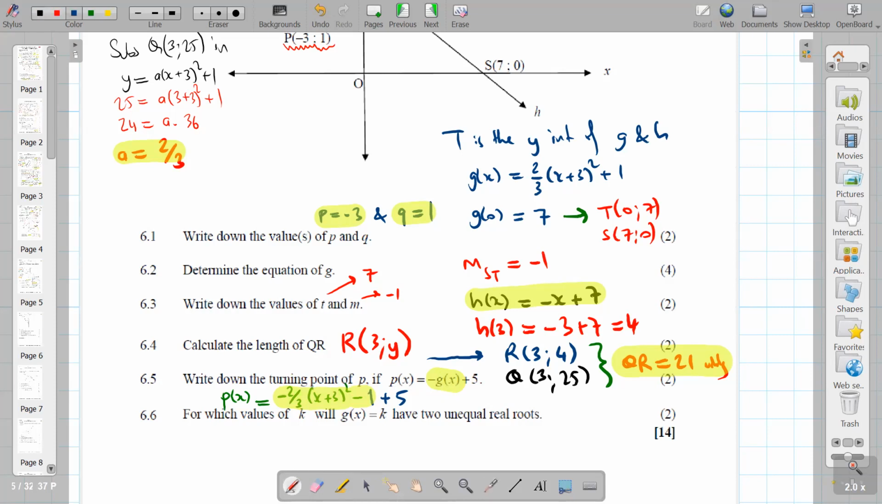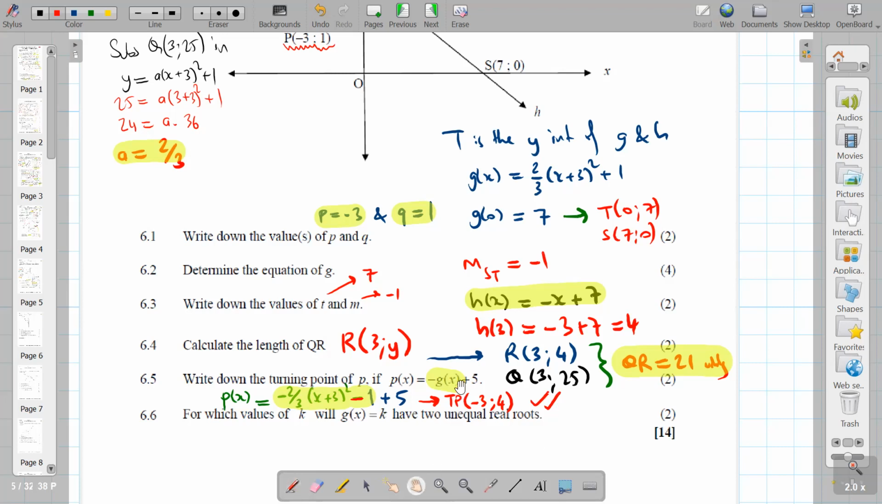So from here, it's easier to write the coordinates of the turning point. What's the new turning point? It's minus 3. That's what we were saying. It doesn't change. Minus 1 plus 5, which is 4. So minus 3, 4 will be your answer, for full marks. You don't need to write the function.